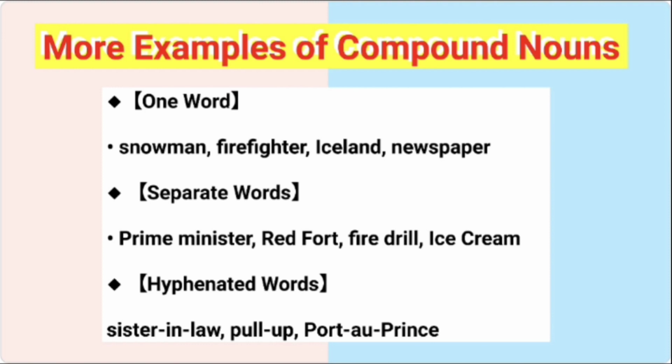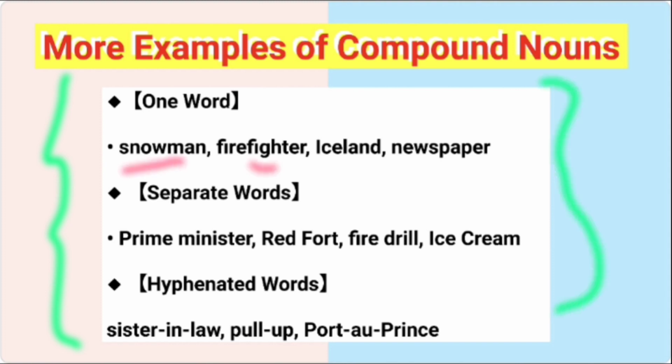Students, here are some more examples of compound nouns for you. As one word: snowman, firefighter, Iceland, newspaper. These are one-word compound nouns. Separate words: prime minister, red fort, fire drill, ice cream. These are separate words, and when they come together, they make one compound noun.